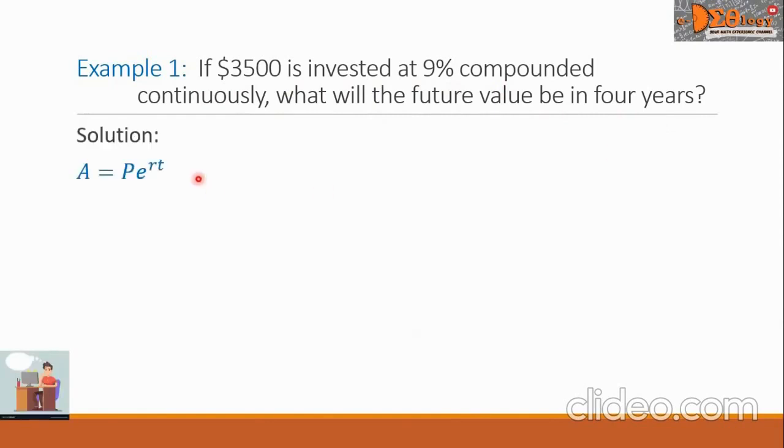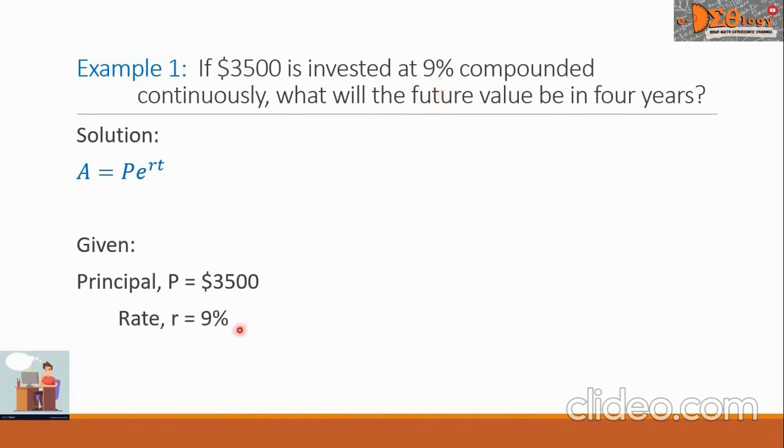First, let us write our formula here, and then let us list the given of the problem. Beginning with the principal P, and that is the 3,500, followed by the rate denoted by small r, and that is the 9%.